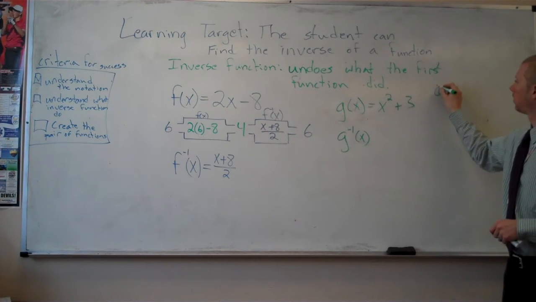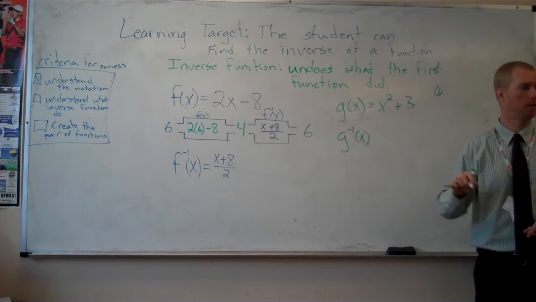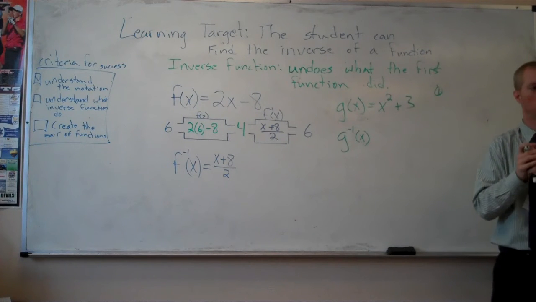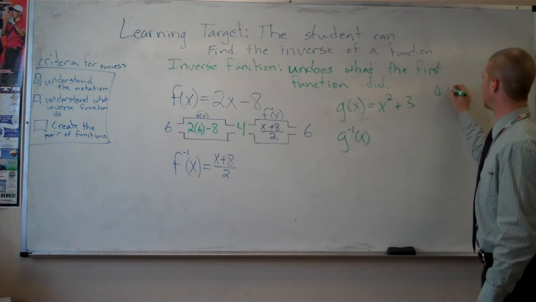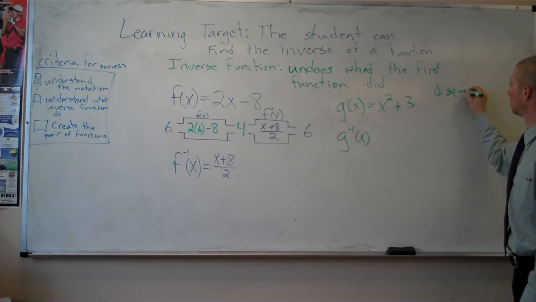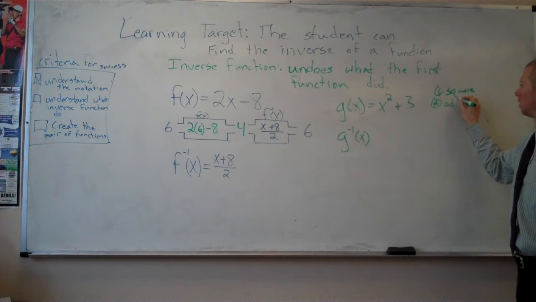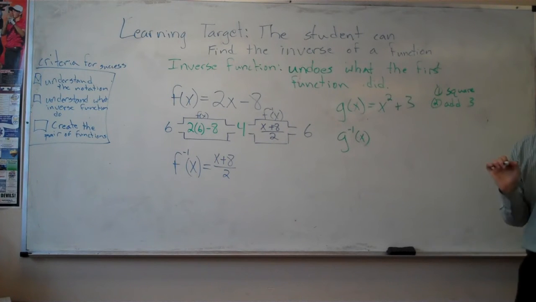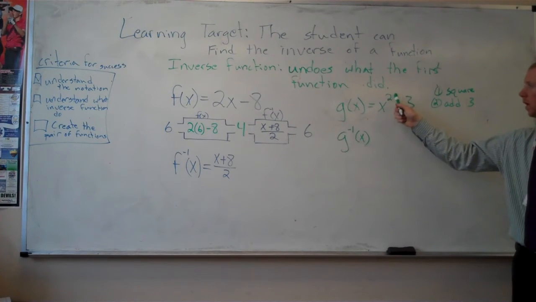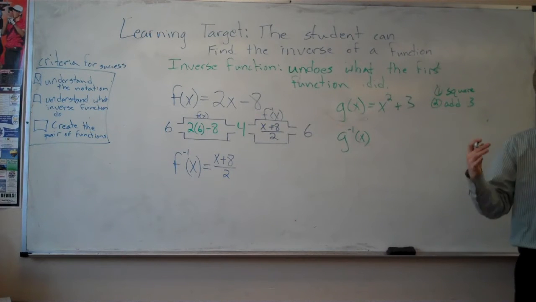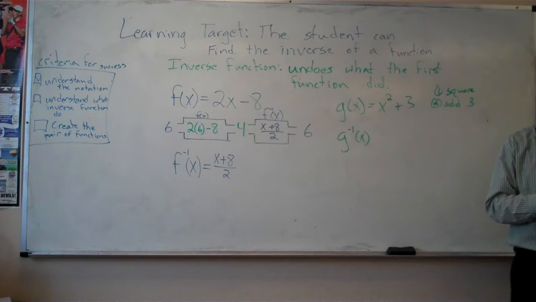So, what is the first step I'm doing here to x? If I put a number in for x, what's the first thing I would do? Square. I would square it. So step 1 was square. Step 2 was add 3. Square it, add 3. If I put a number in for x, that's what you would do.